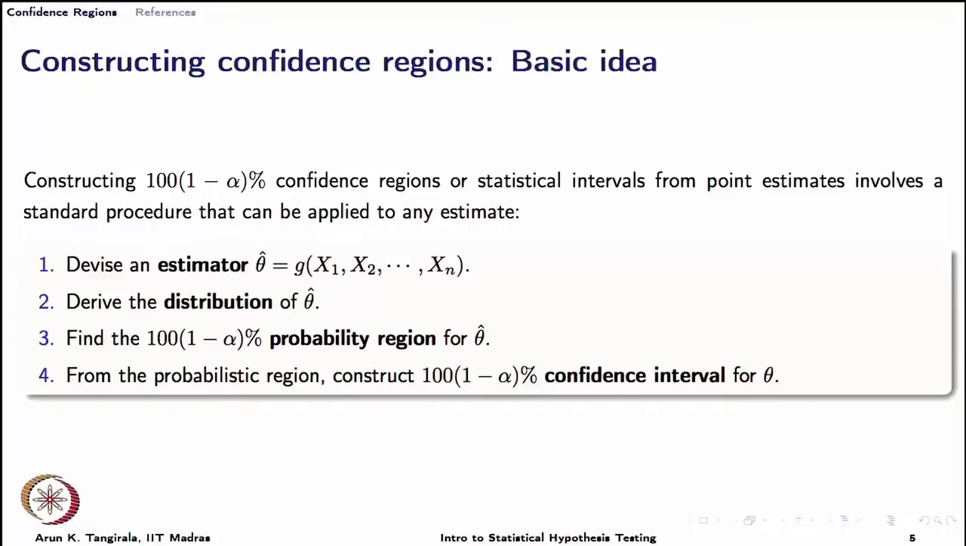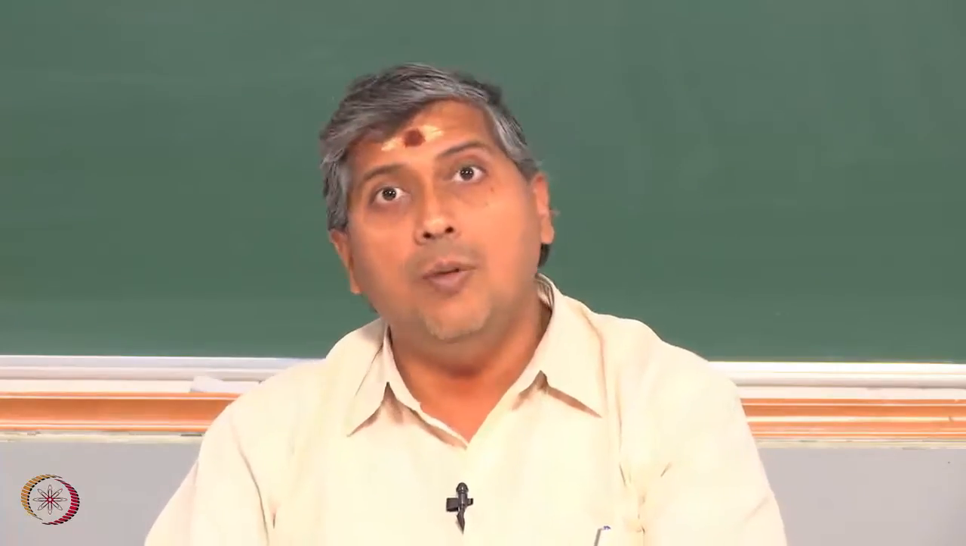For now, ignore the connection. Alpha you can think of as a complement of the degree of confidence. That is, if I want to construct a 95% confidence region, then alpha would be 0.05. If I want to construct a 99% confidence interval or region, then alpha would be 0.01. So, first I construct a probability interval for theta hat. Theta hat is a random variable, so it makes sense to use the term probability region.